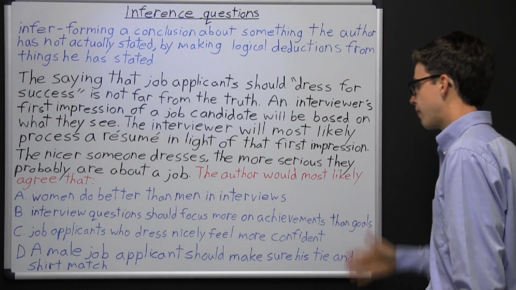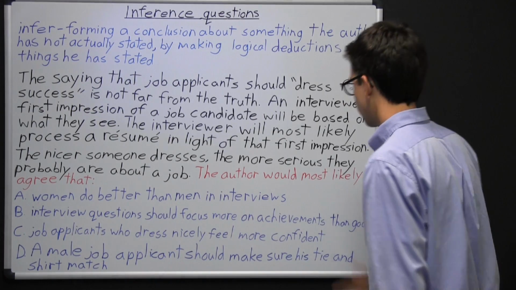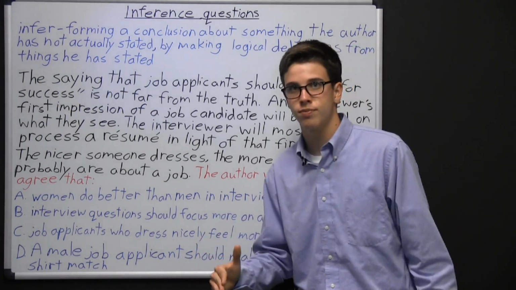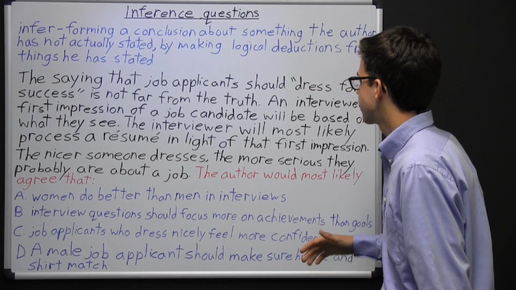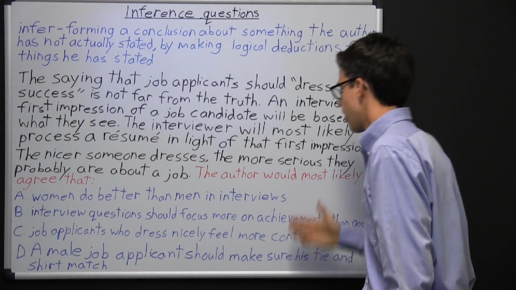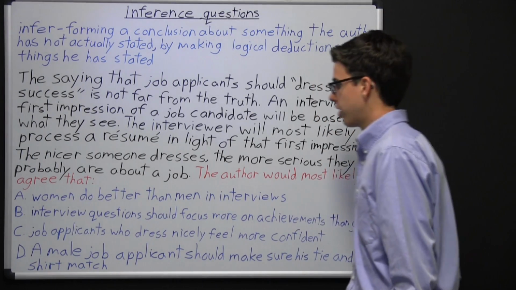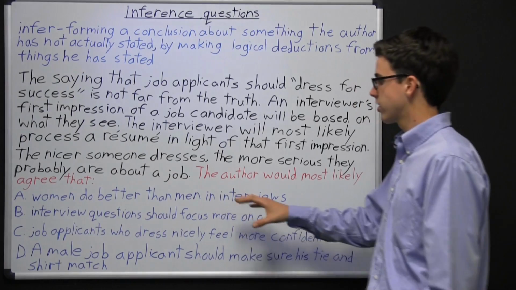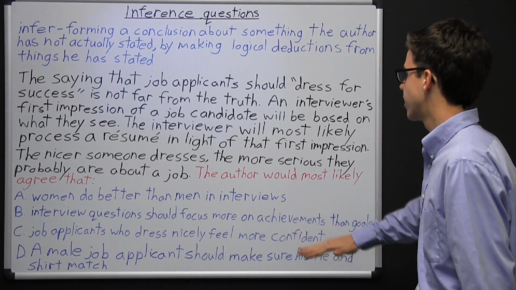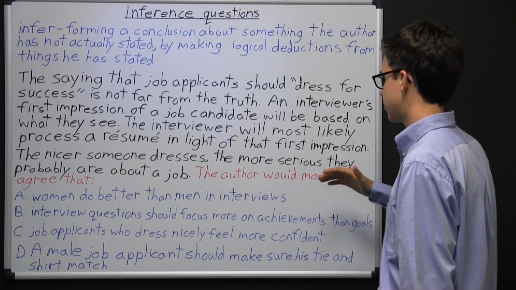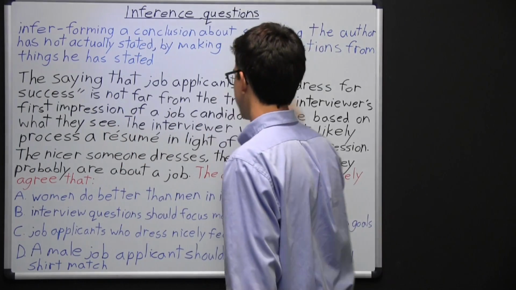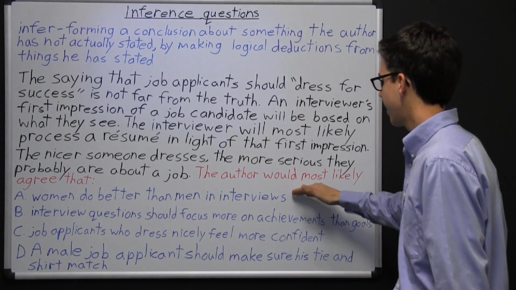So A says women do better than men in interviews. So we have to make a distinction here between things that are true and things that can be backed up by the passage we just read. So women may actually do better than men in interviews. I haven't seen the statistics on it. So just say, for example, that this is true. Women do better than men in interviews. This is still not a correct answer because we're trying to make an inference from this passage up here. And the author never talks about women versus men in interviews. So we cannot go with A.